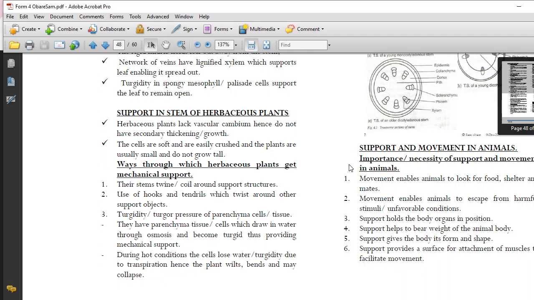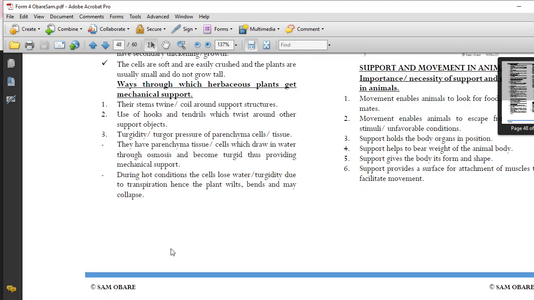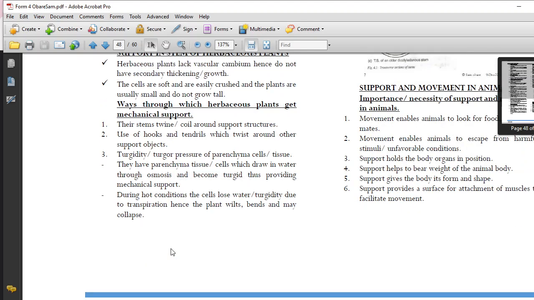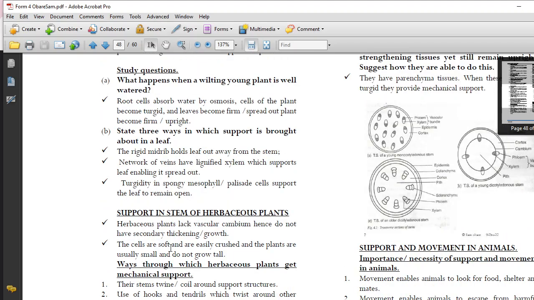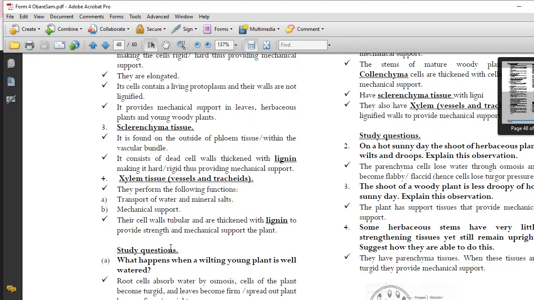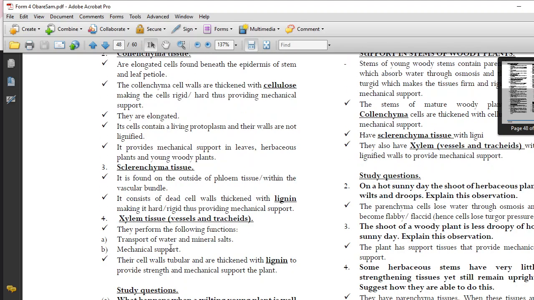Then that is what I've outlined under ways through which plants get their mechanical support. You would use the stems that are able to coil or twine. There are the hooks or tendrils. Then I've also talked about turgidity that is brought about by the parenchyma cells absorbing water. There is also the sclerenchyma, which is lignified. Then there is the parenchyma, which is made up of cellulose.